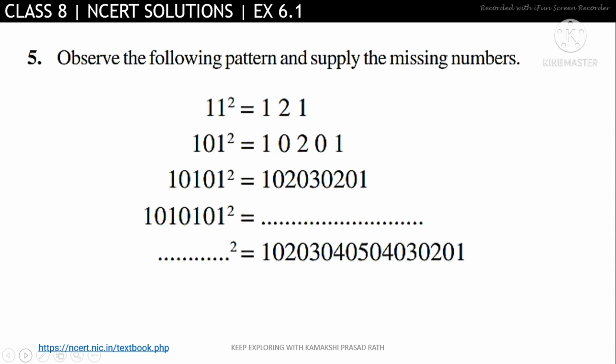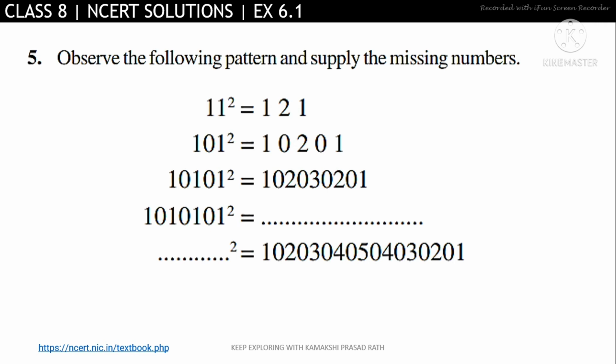So another pattern we have. Here we see that 11 squared is 121, so 101 squared is 10201. But when we take another one, 10101, 10101 squared, we get 102030201, that is 1 2 3 2 1. It is increasing then decreasing.